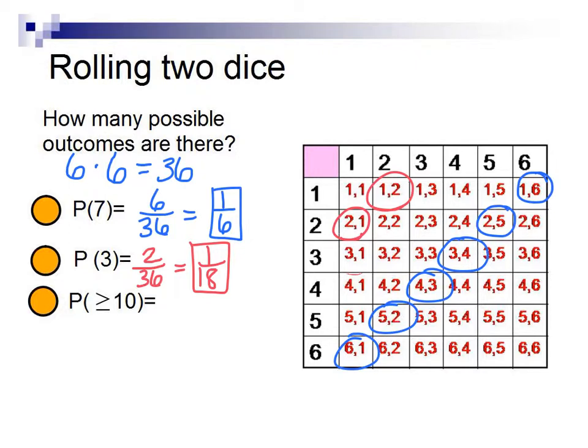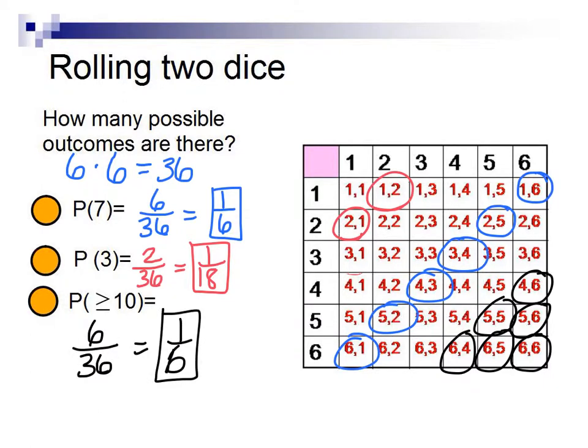Okay, so then the last one is the probability that it is greater than or equal to 10. All right, so on that one, when I'm looking at my chart, greater than or equal to 10. Well, here are my 10s. But it could be 11. It could also be 12. So I end up with 6 out of 36, or a 1/6 probability of getting something that is greater than or equal to 10. All right, keep that chart handy. That'll probably help you with those problems.